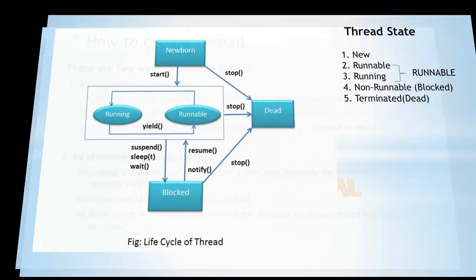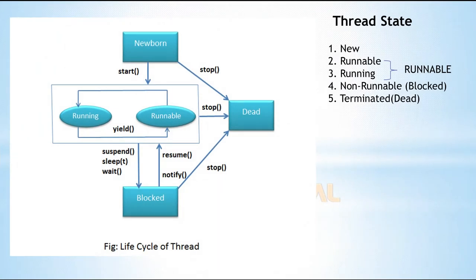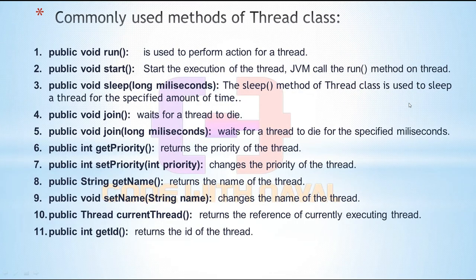Okay, so in this diagram you can see we have the methods: stop, start, yield, suspend, sleep, wait, resume, notify. We will discuss all the methods. As well as that, we have the states: new state, then running and runnable. This is called the runnable state. Then we have non-runnable, or we can say blocked state. Then we have terminated, or we can say dead state. Then here we have a few methods inside the Thread class. Let's discuss them one by one.